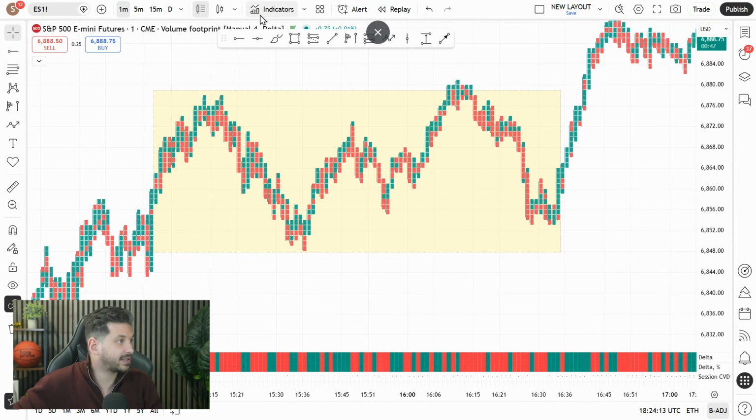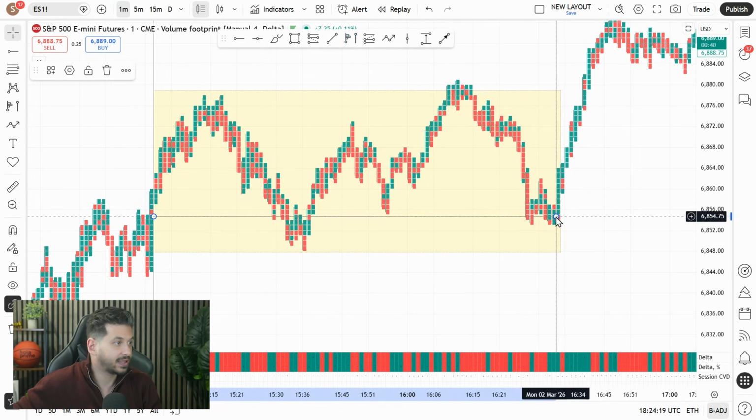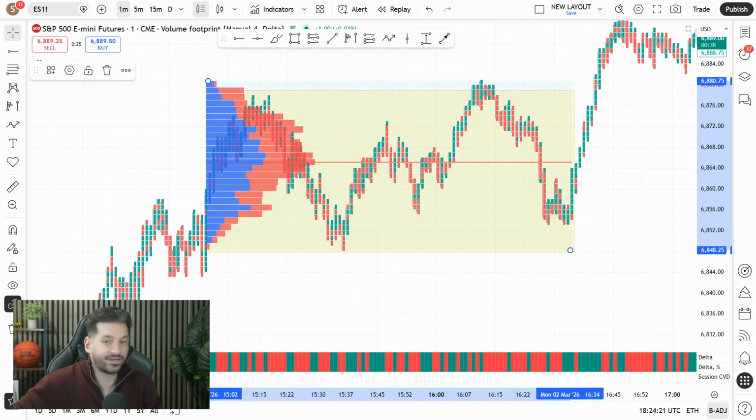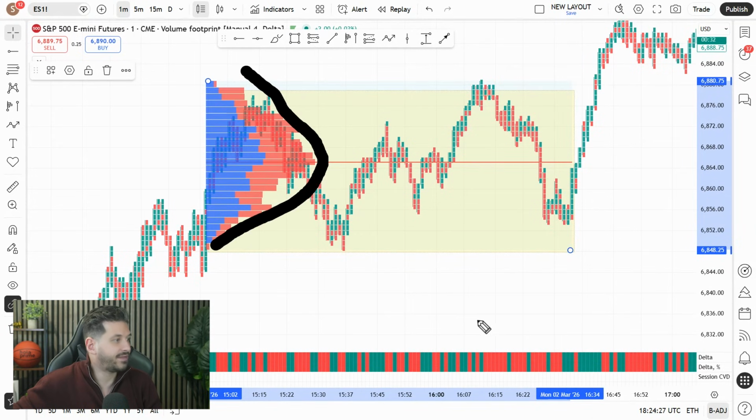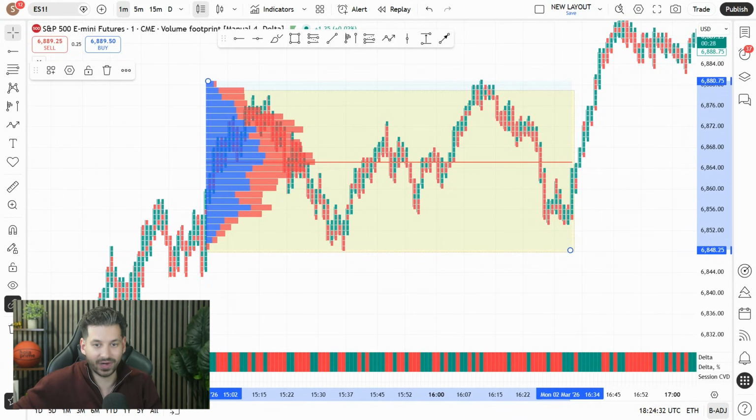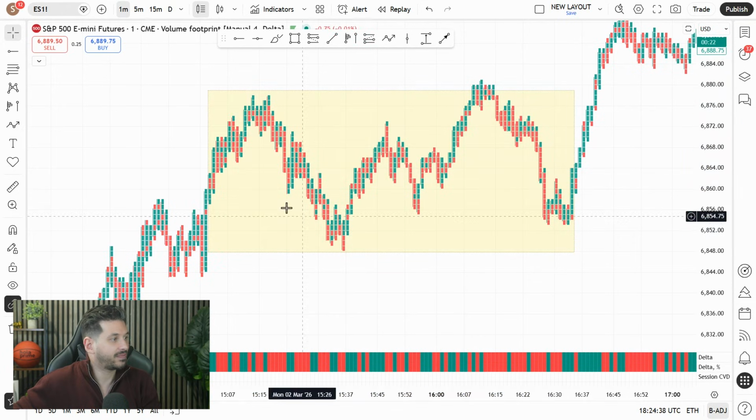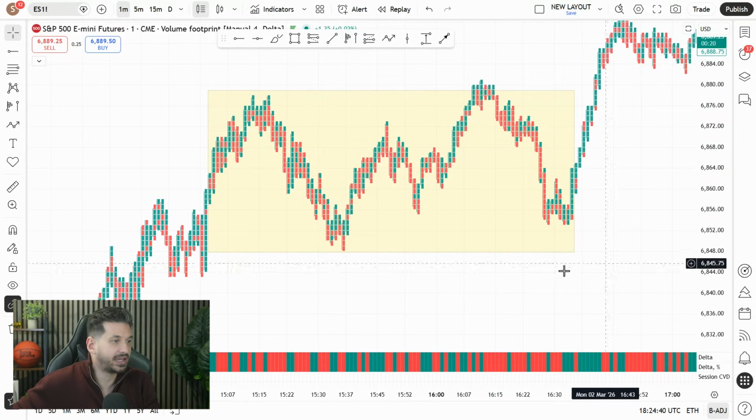So if we get the fixed range volume profile tool and just draw it from the beginning of the range to the end, there we are. We have a clear ranging market, a nice V-shaped, triangular shaped volume profile. Really, really simple. So, back to the session CVD. What is that telling us? 14,000 extra sellers came in. They couldn't get the market down.